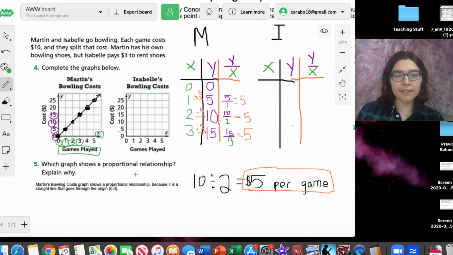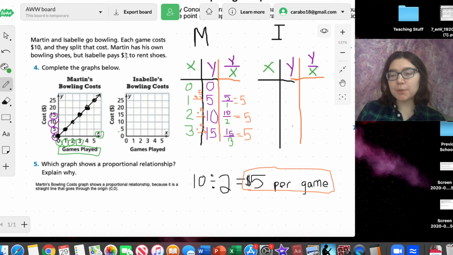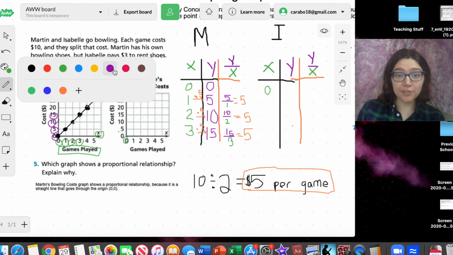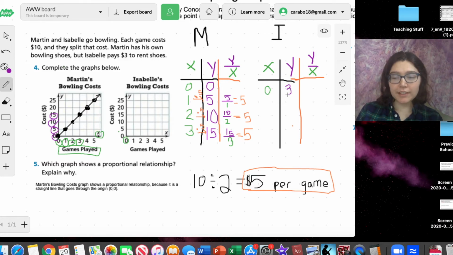But Isabel has this additional expense. Isabel pays $3 to rent shoes. So that means something special. When I go to bowling, I show up there. I haven't played any games yet, but the first thing I have to do is buy shoes. When Isabel's played 0 games, it actually is costing her $3. That's going to end up changing our situation, as we'll continue to see.